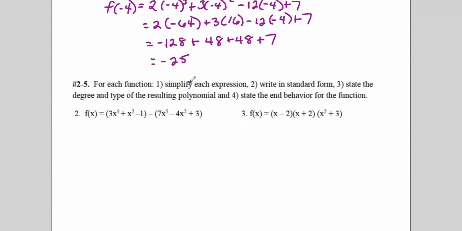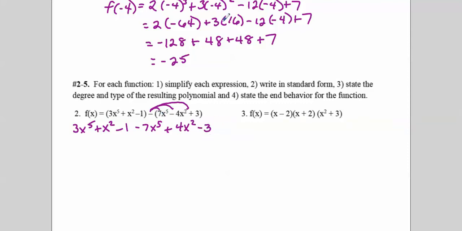Okay, we have 4 parts to these problems. Simplify, write in standard form, state the degree, and state the end behavior. When you have a subtraction problem, remember that this subtraction distributes to everything in the second set of parentheses. So rewrite the first one, 3x to the fifth plus x squared minus 1 minus 7x to the fifth, minus a negative makes a plus 4x squared, and then distribute the minus to the 3 as well.